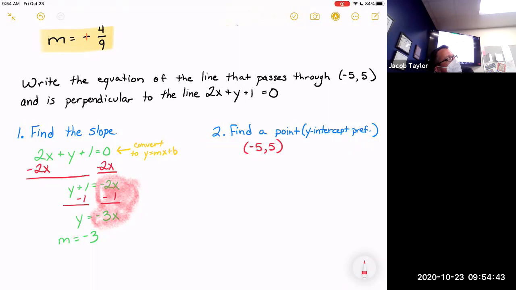Maybe 3, 2, 1. What's negative 2x minus 1?